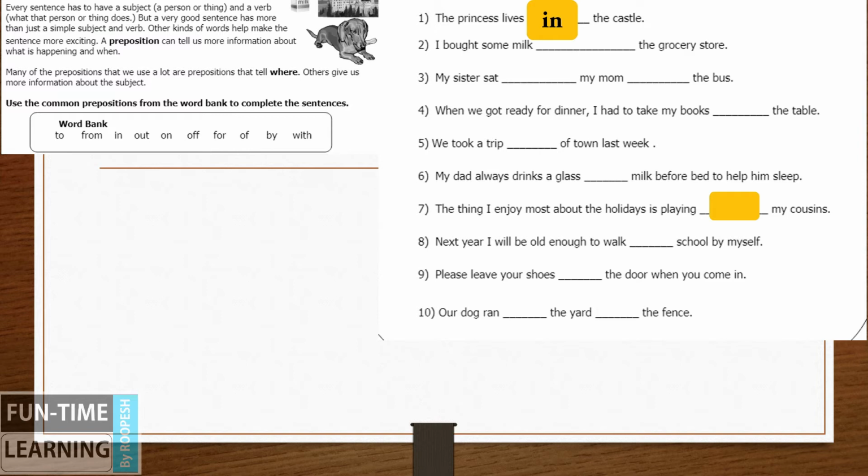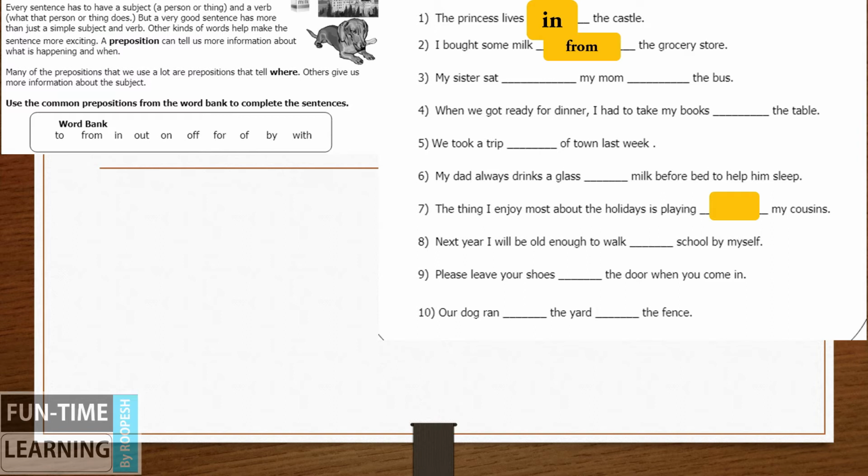I bought some milk dash the grocery store. ഞാൻ the grocery storeൽ നിന്നും milk വാങ്ങി കൊണ്ടുവന്നു. Which one is correct? From is correct. My sister sat dash my mom dash the bus. Here multiple options are correct here.